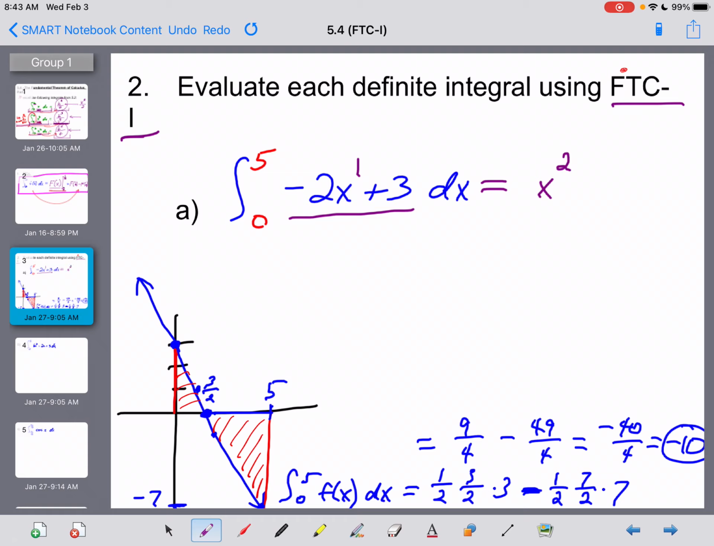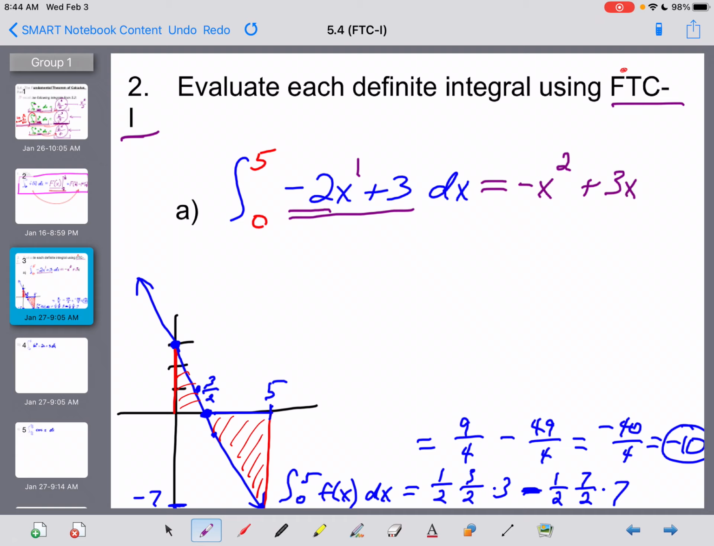And then we divide the old coefficient, negative 2, by the new exponent of 2. And negative 2 divided by 2 is just a negative 1. Check that real quick. The derivative of negative x squared is negative 2x. So we're in good shape. Then we're going to add to that the antiderivative of 3. 3 being a constant, all we have to do is stick an x at the end of that.